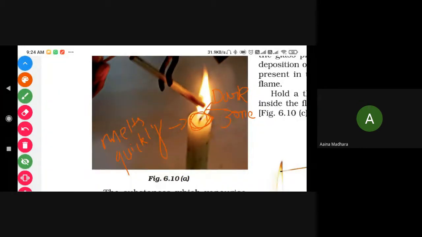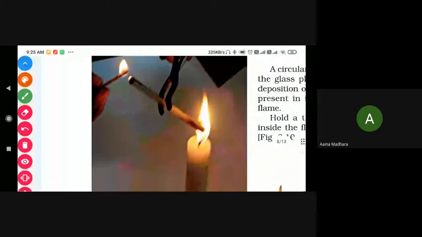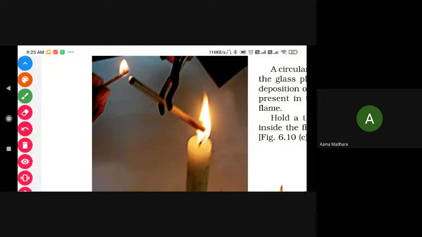Then what do we need to do next? Yes, Madhasa, go ahead, I'm listening to you, beta. Then we have to bring a burning matchstick near the other end of the glass tube and it will start burning. Yes. Why does it happen so?